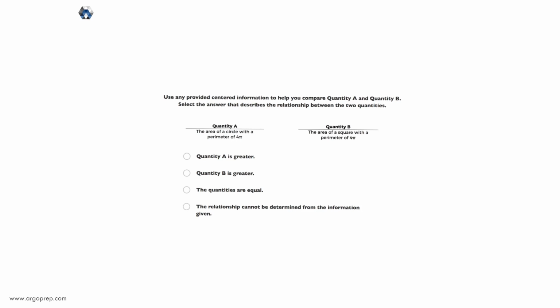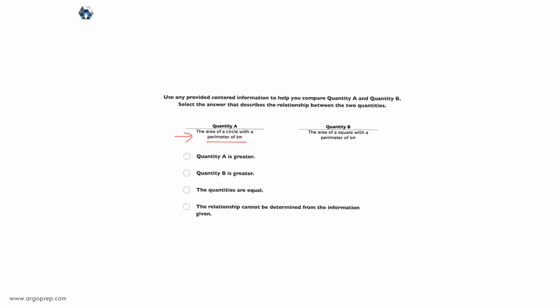So I have here quantity A, the area of a circle with a perimeter of 4 pi, and you have to compare that to the area of a square with a perimeter of 4 pi. So this one is straightforward. You can just go ahead and do the calculations because it's given to you and it's not so complex. It doesn't require much time. So here, what do we have to understand? The area of a circle with a perimeter of 4 pi.